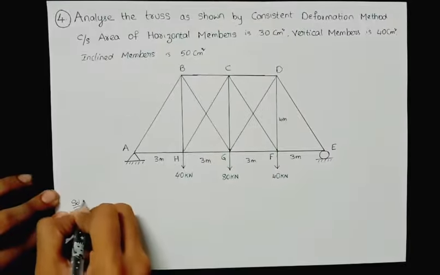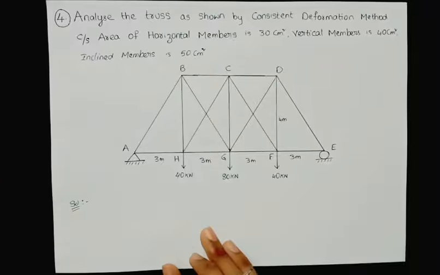The process is almost similar. If you know how to analyze the truss by Castigliano's method, if you have followed my previous videos on the Castigliano's method, then this method will be very easy. Only the last step will change. The remaining steps are almost the same. There will be no change.